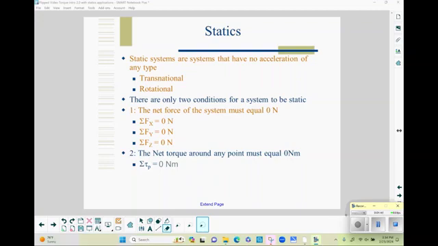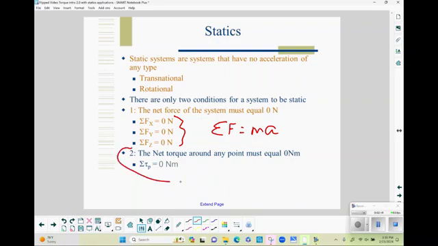To be static, there are only two requirements. The first one is that the net force acting on the system be zero. This makes complete sense because the net force is what causes tangential and centripetal accelerations. So if there is no net force along any of the possible axes, then there is no acceleration. And the first part of the requirements of being a static system is met. There is no acceleration in a tangential or centripetal manner.